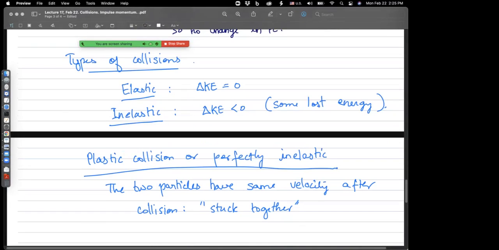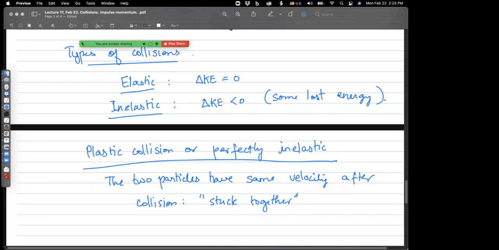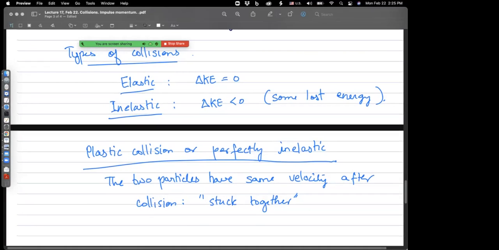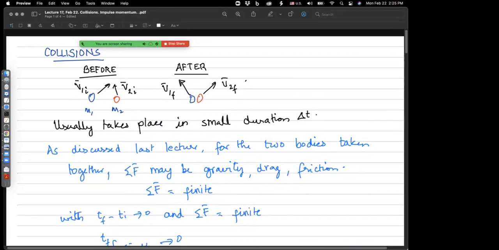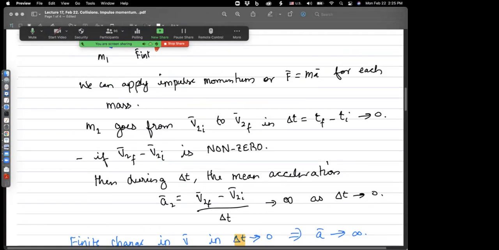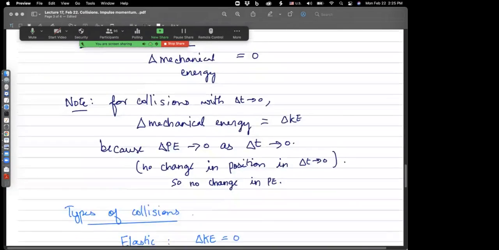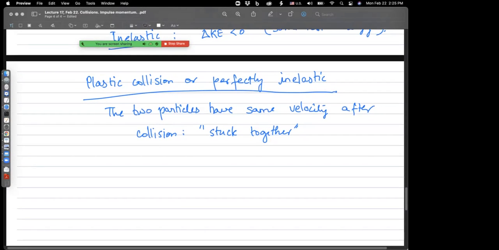This other extreme is when the two particles come together, and after the collision, they basically get stuck together. They have the same velocity after the collision, right? So if you go back up here, the two objects come together, and if after the collision V1 final equals V2 final, in other words, they're moving with the same velocity in the same direction, that is called a perfectly inelastic or plastic collision.